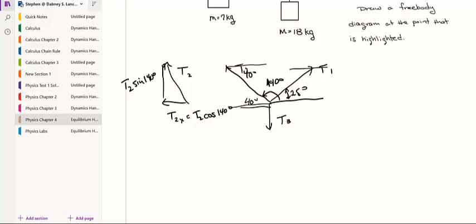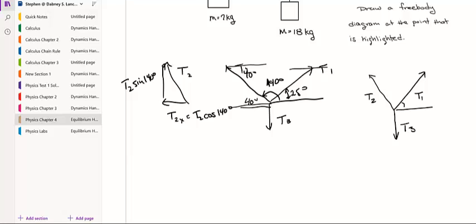Okay, so here's a little solution. It'll help you out a little bit. So what we have is we have these three forces acting on this one point. So we have T3, T1, T2. That was just me deciding.